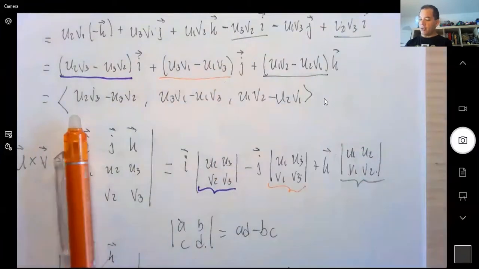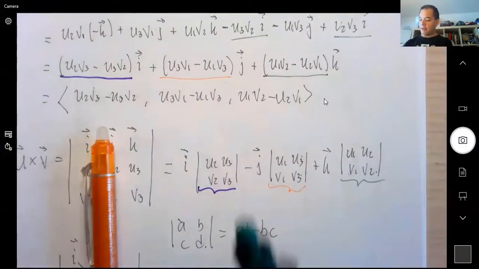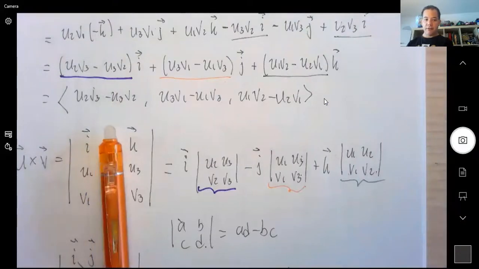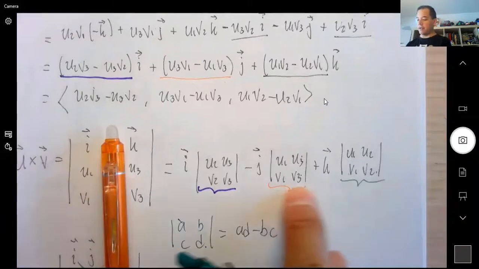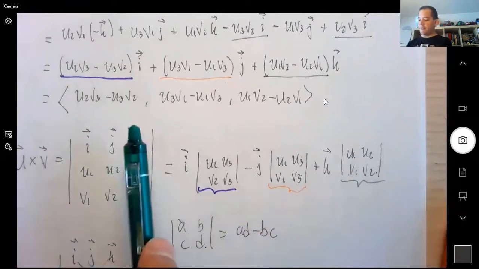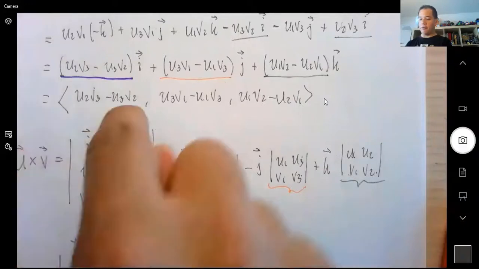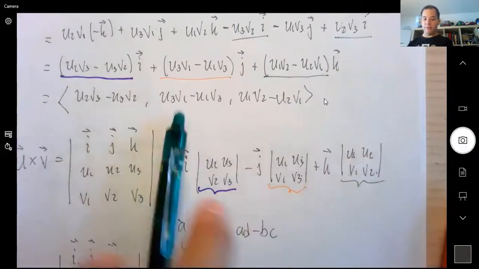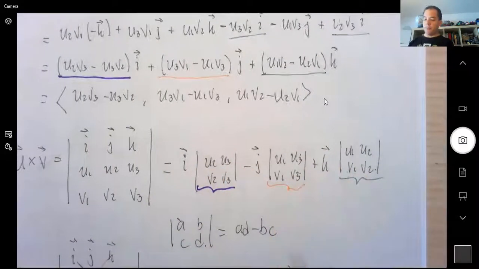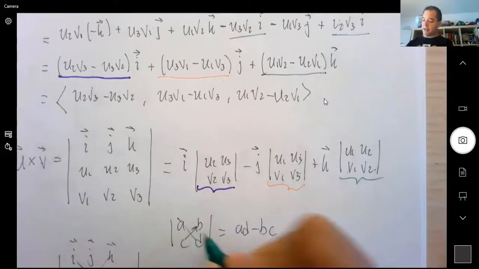Then you go to j. So now you cover this one and the top one. So what remains is u1, v1, u3, v3, and that's this one over here. And for the last one, you cover the last column and the first row. And what remains is this one, u1, u2, v1, v2. And to do the 2 by 2s is super easy. You just go in this diagonal, positive, and then minus this diagonal, right? So this one positive, the opposite one negative.